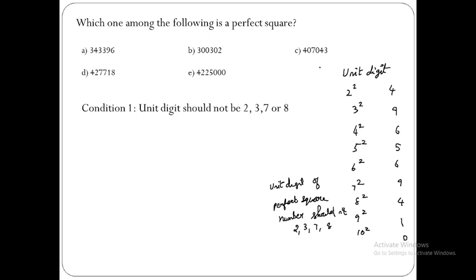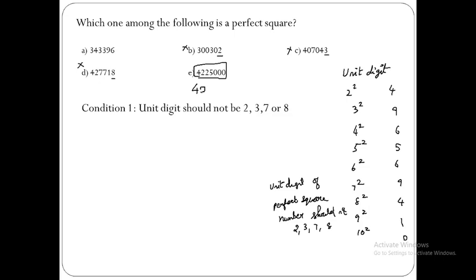Here, let's check with the given options. Option B is to be eliminated because it ends with the unit digit 2. Option C is to be eliminated because the unit digit is 3. Option D is eliminated because the unit digit is 8. Likewise, these options are eliminated.